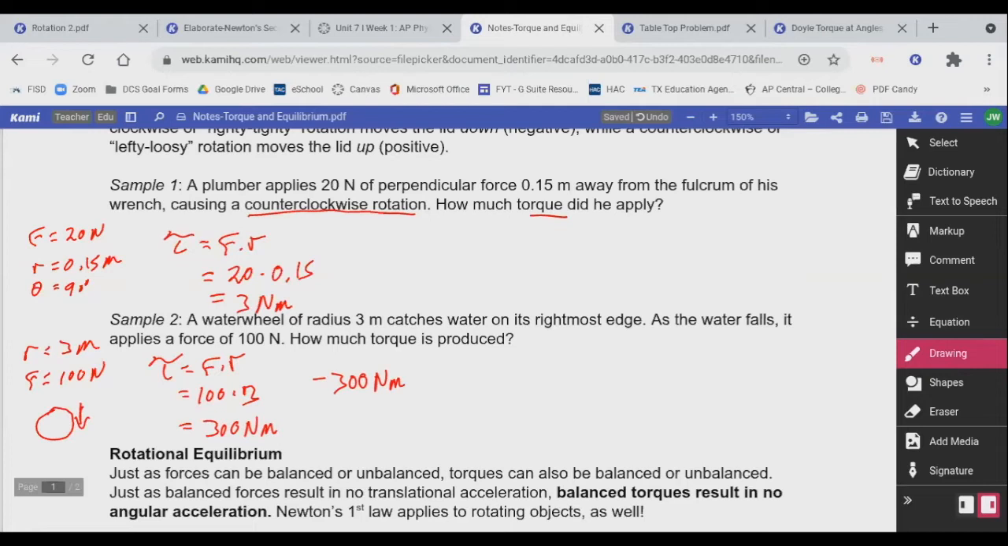Drawing the picture helps. Let's see, did somebody try to come in? I thought it clicked, but maybe not. Let's see. Nope.